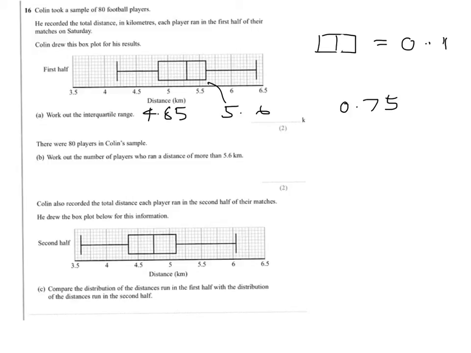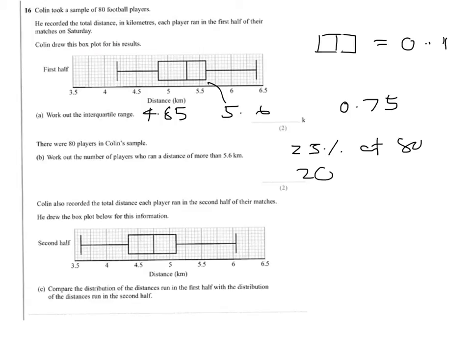Now for part B, we've got to work out the number of players who ran a distance of more than 5.6 kilometres, remembering that there are 80 players in Colin's sample. Well, 5.6 was our upper quartile, so in a box plot 25% of your scores will be above the upper quartile, and 25% of 80 is of course 20. So there are 20 players that ran a distance of more than 5.6 kilometres.